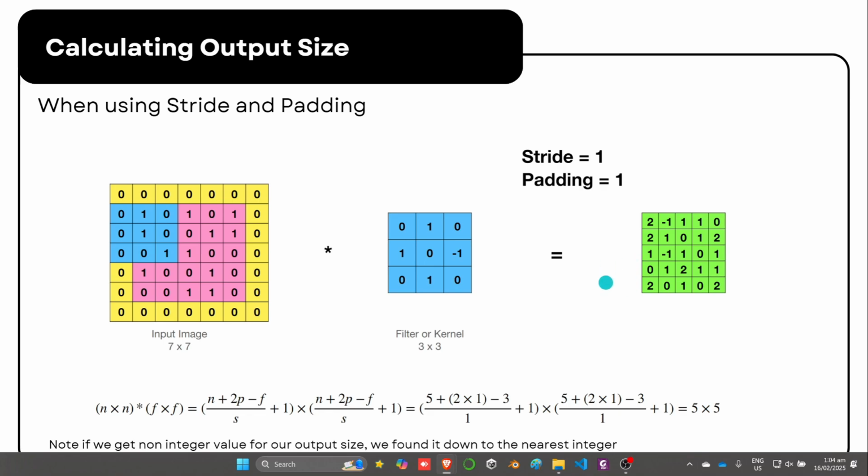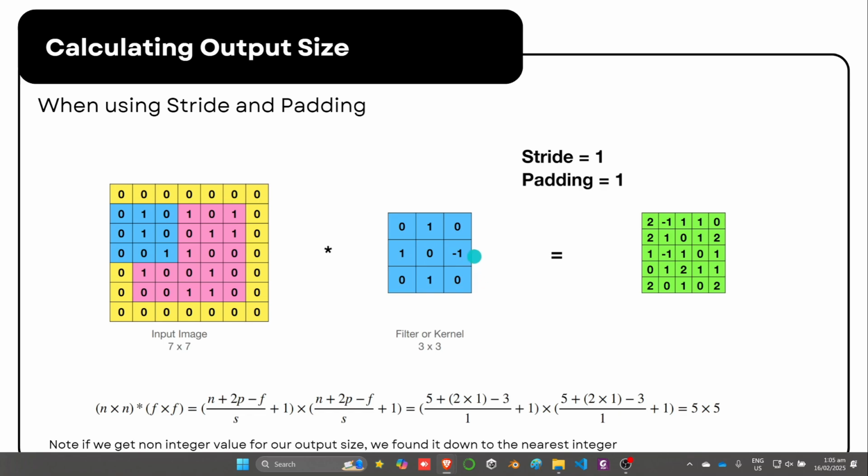Normally, in most neural networks, CNNs I should say, we use a stride of 1 and padding of 1. We don't deviate too much from those sizes, as the filter tends to be 3 by 3.